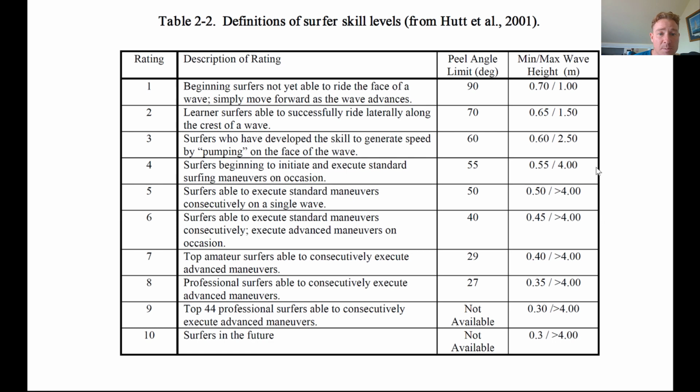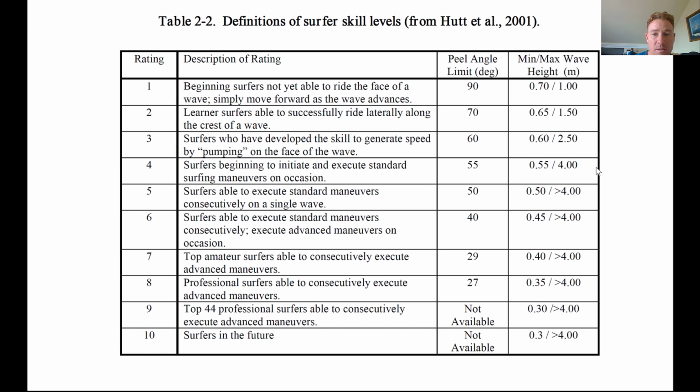A level 5 surfer is able to execute standard maneuvers consecutively on a single wave. A peel angle limit of 50 degrees, a little bit smaller of a wave. Again, they're just lighter on their feet. They can change things at 0.5 meters to greater than a 4-meter wave. And really from then on, every surfer from level 5 up to 10, their max wave is greater than 4 meters. But their minimum wave keeps going down.